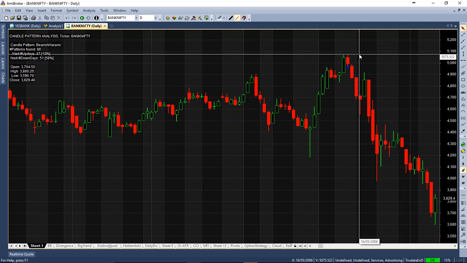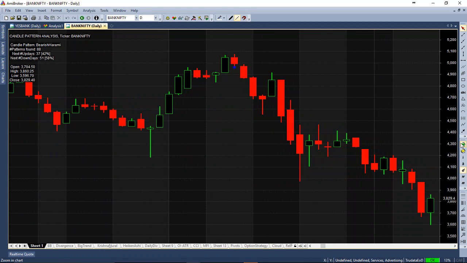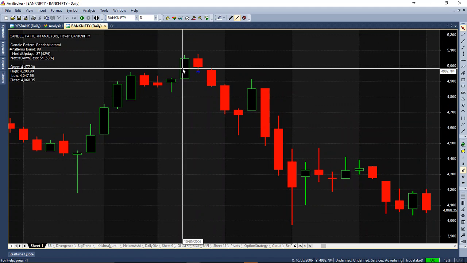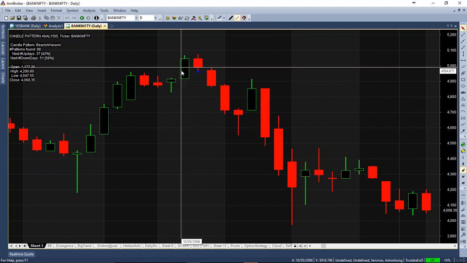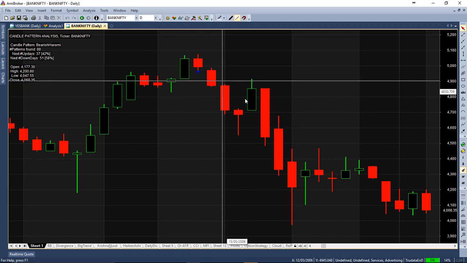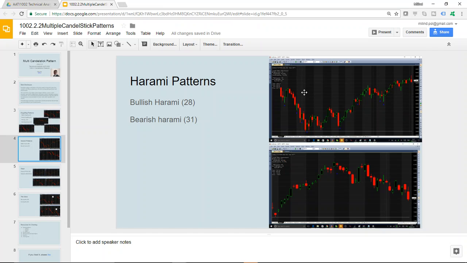See, beautiful up move, and then here you have, let me make it bigger. See, this is the baby which is inside the mother, and which is red compared to the green mother, color change, down move starts. Okay, this is your harami, my friends.